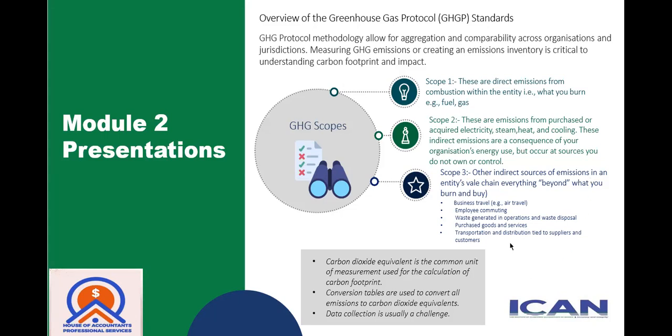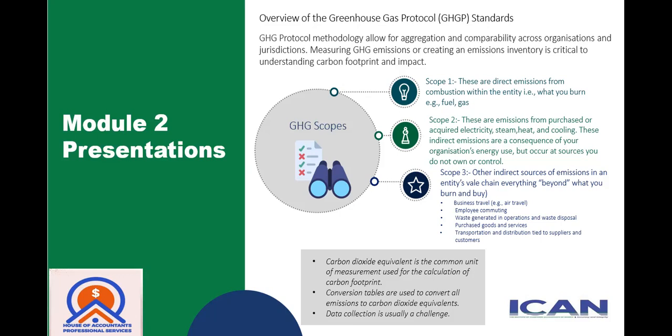Now, carbon dioxide equivalent is the common unit of measure used for the calculation of carbon footprint. Conversion tables are used to convert all emissions to carbon dioxide equivalents. Data collection is usually a challenge. To gather all this data is a challenge, and that is why an accountant needs to be aware of that. But to calculate it, there's a particular table. They call it the conversion table. If you have 1,000 tons of carbon dioxide and put it on that conversion table, it's going to convert it and also value the amount for you to bring into the financial statement.